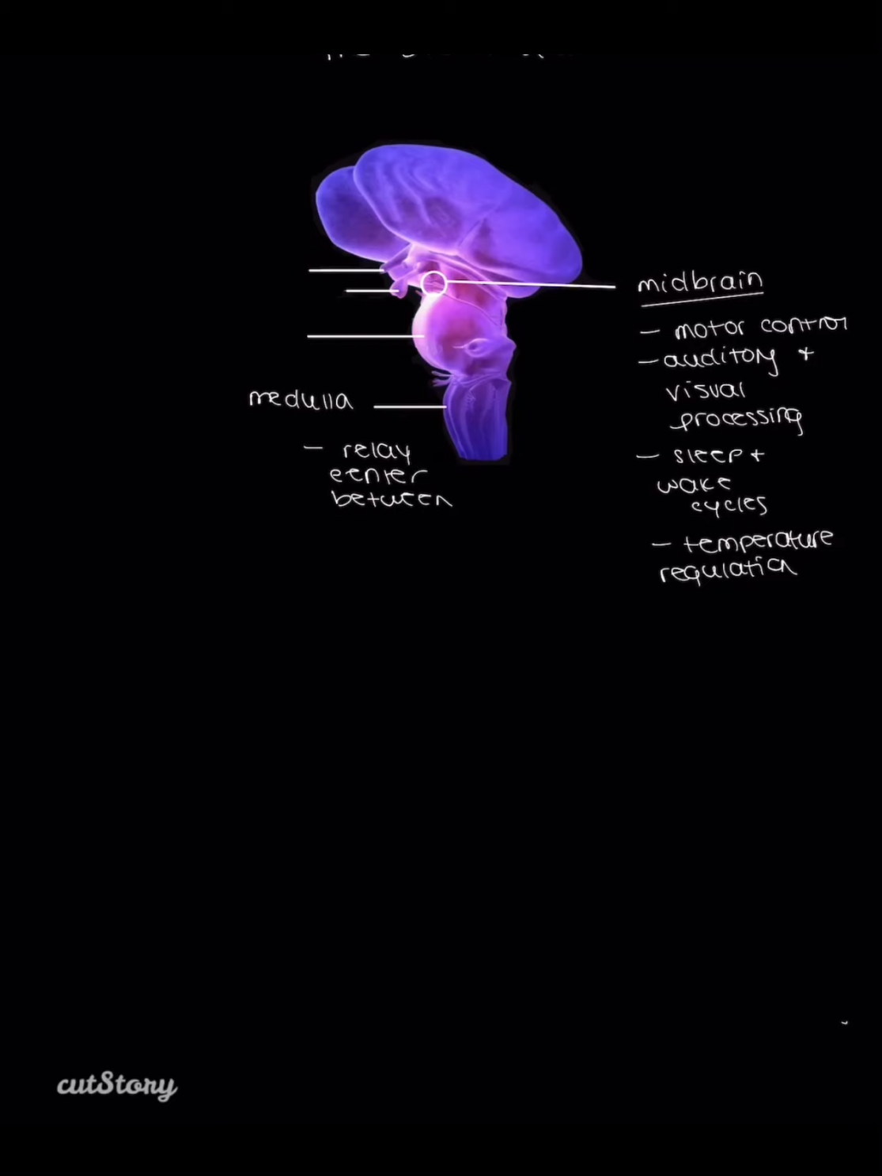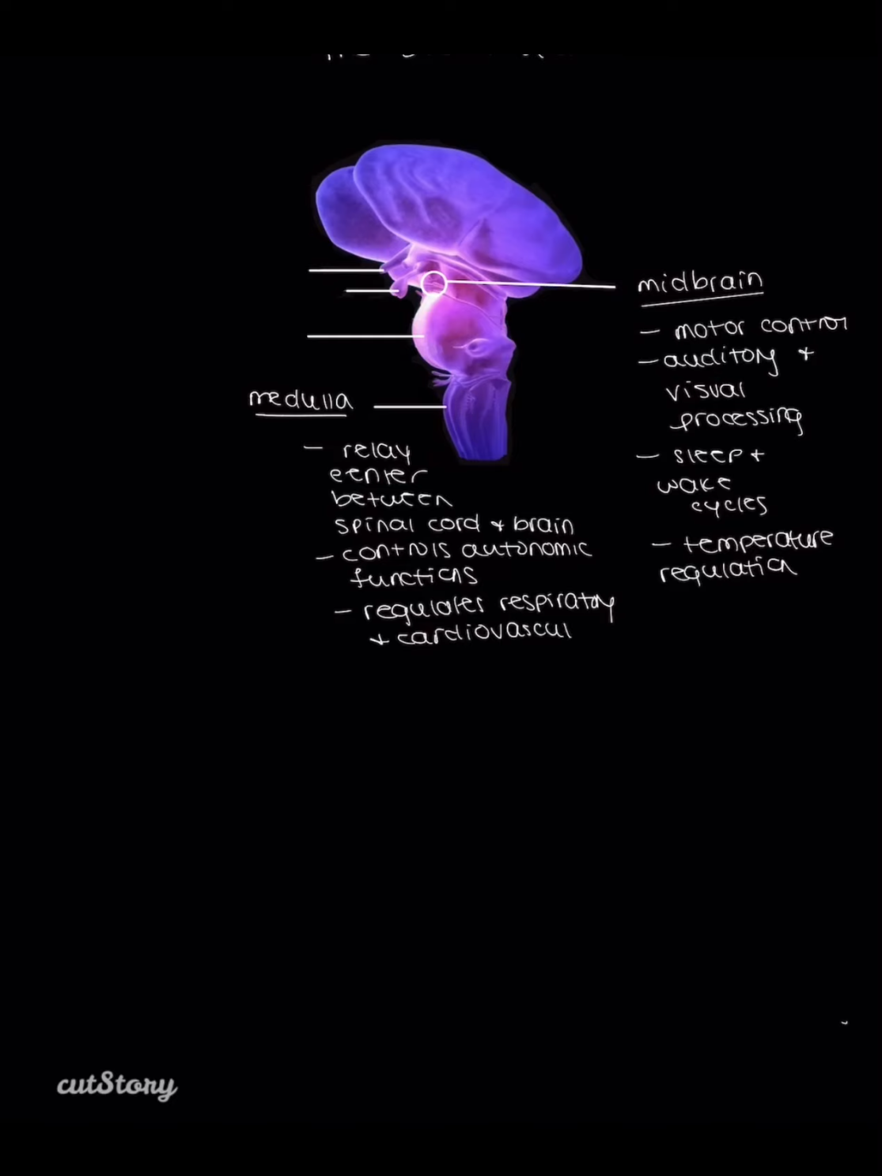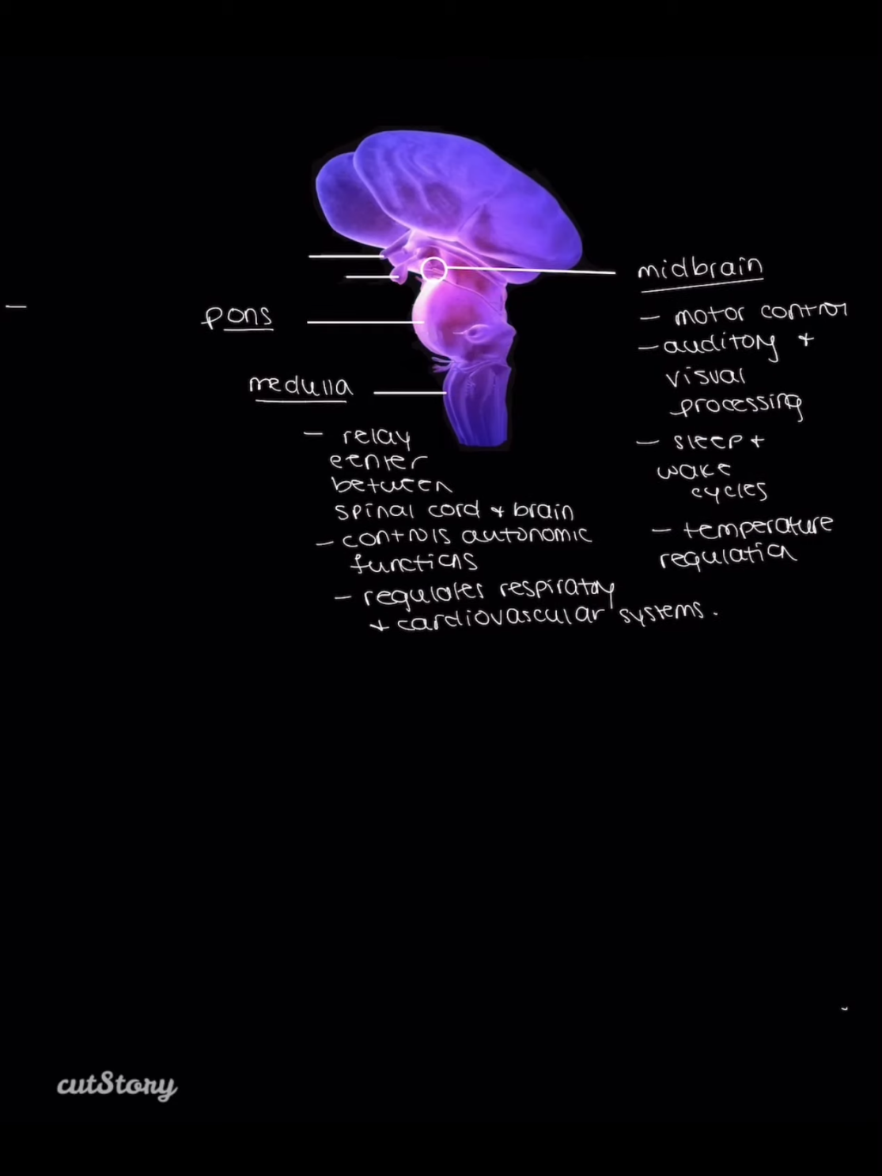So the medulla is our relay center, because it relays messages between the spinal cord and the brain. It's the area where the brainstem connects the brain to the spinal cord. So it's a relay center between the two, and then it regulates respiratory and cardiovascular systems and has a role in autonomic functions, such as heart rate and breathing.